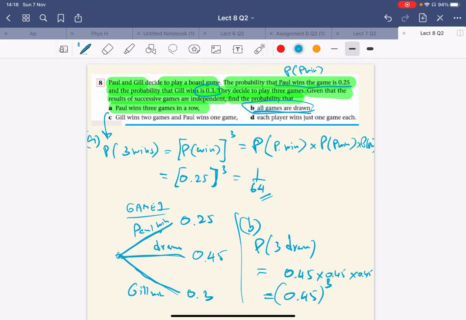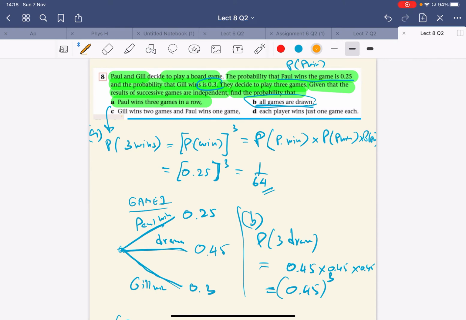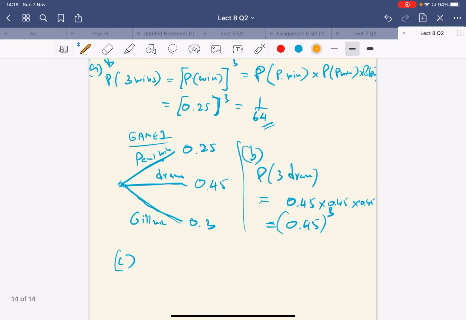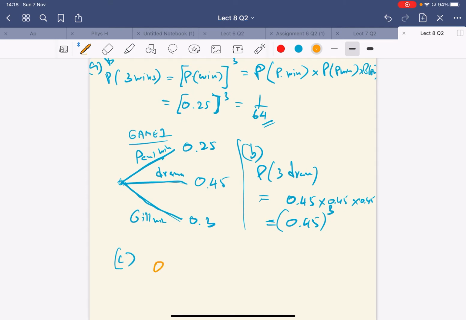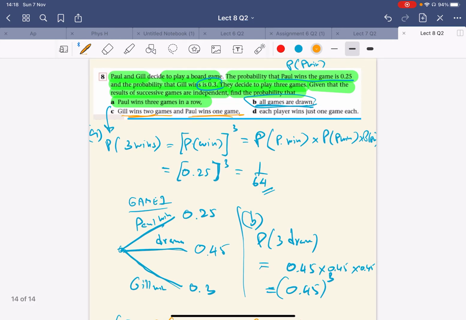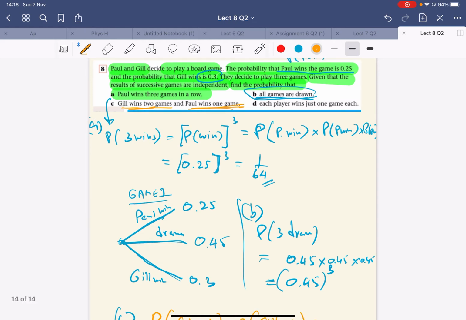Okay, part C. Part C is Gil wins 2 games and Paul wins 1 game. So you go Gil's 2 games. So this is Gil and this is Gil. If you want to write it nicely, you can say Gil wins times Gil wins times Paul wins. So Paul.